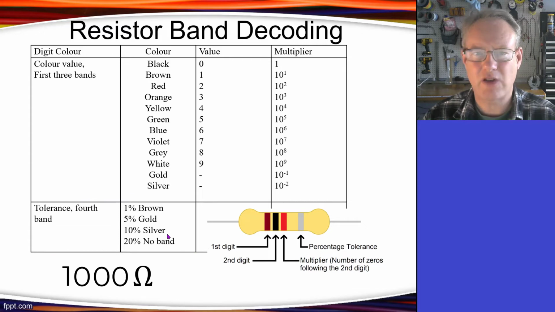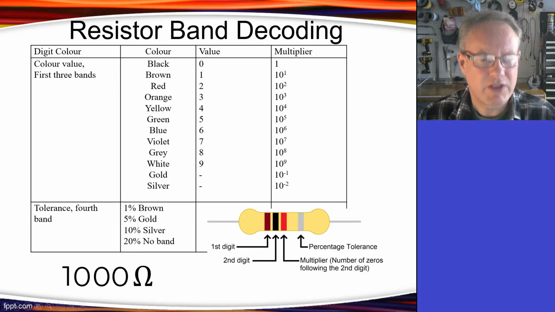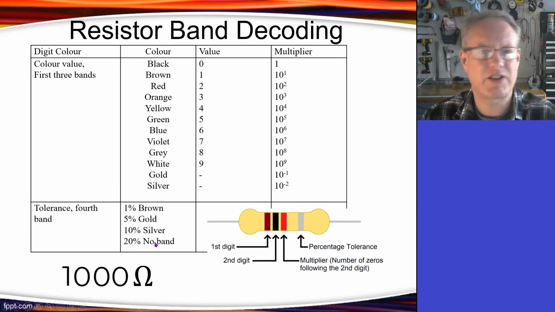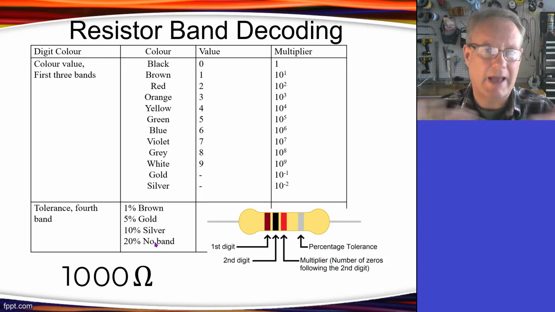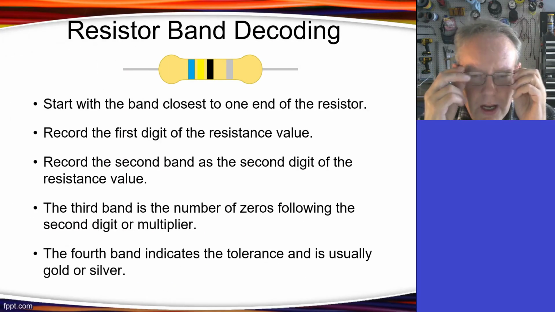So if it's a 1,000 ohm resistor, it actually could be anywhere from 900 to 1,100 ohms. Yeah, not perfectly accurate. Silver is 10%. Again, if it's got no band, it's just 20% accurate, but you really won't see those unless you pull an old circuit apart, because newer manufacturing processes are accurate enough that they're always at least 10% accurate. So there you go. So this is how you do it.